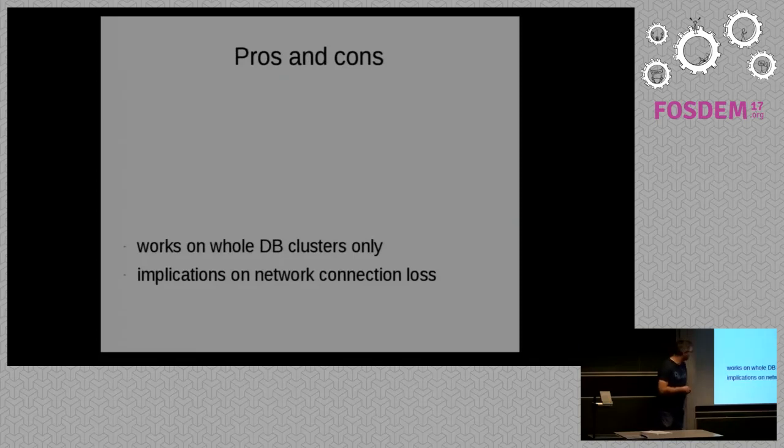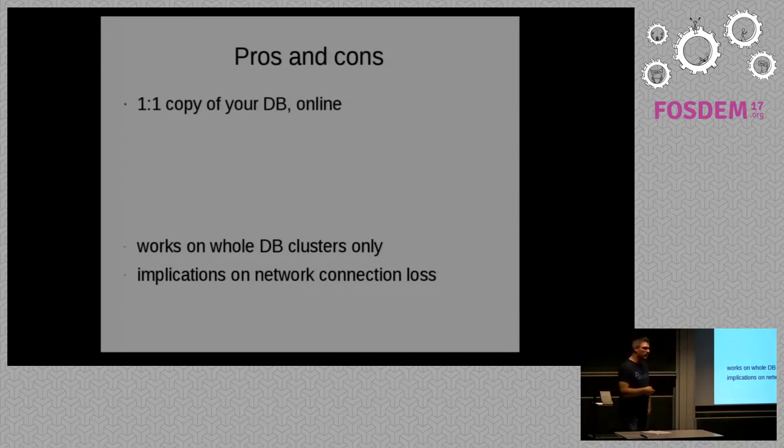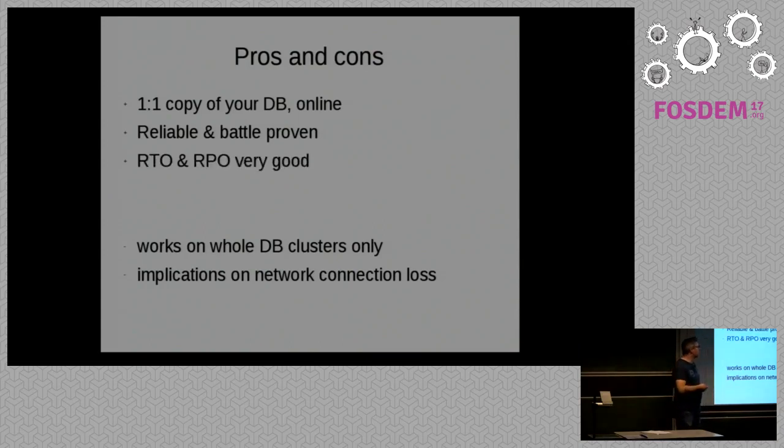Pros and cons, okay. You still have a one-to-one copy of your database, and it's online. It's there all the time. You can just switch over and use that and carry on, right? It's reliable. It's battle-proven. It's been in Postgres since 8.4, 8.1, whatever, for years. The RTO and RPO are obviously very good, right? So you can be up and running in seconds. And you lose the last transaction in the worst case. So 99.999% availability is possible. On the downside, it works on whole DB clusters only, again.